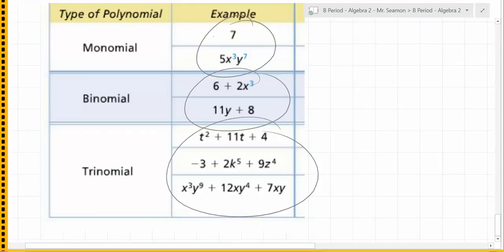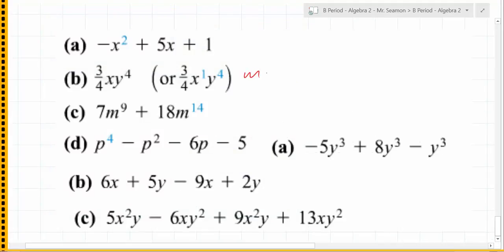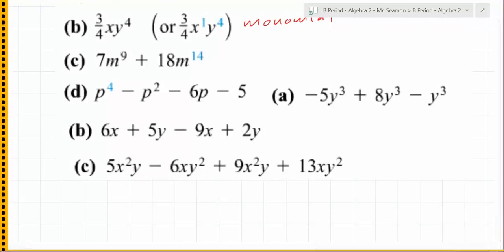Can you have lots of things glued together with multiplication in 1 term? Yeah, you could have just 7, or you could have 5x cubed y to the 7th. How many terms in each case are there? Just 1. So you see, this is a monomial. What about C? Binomial. D? Quadromial. We like that.